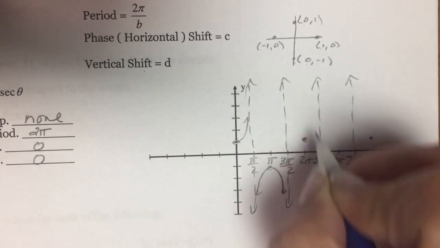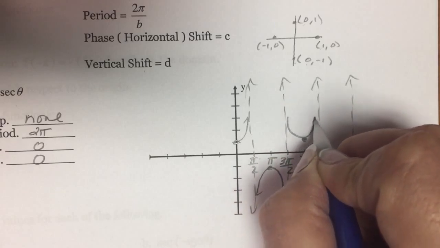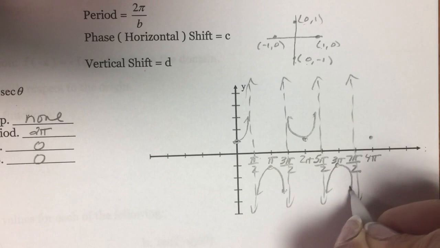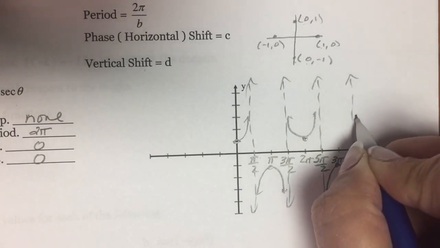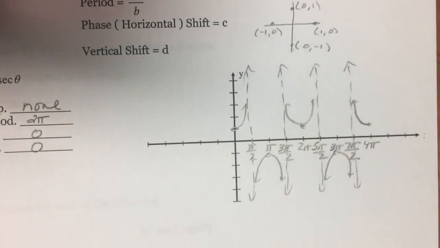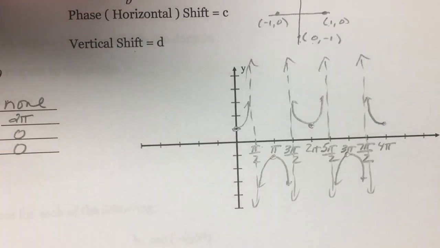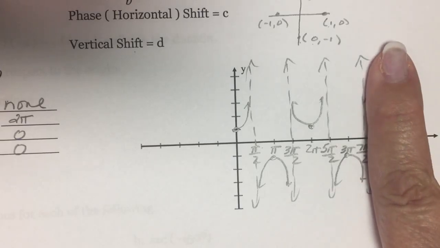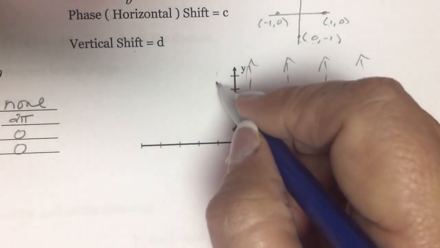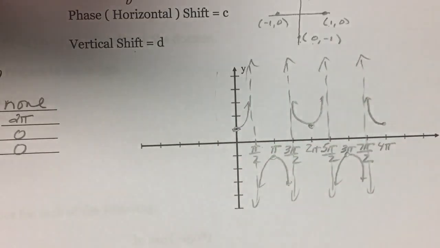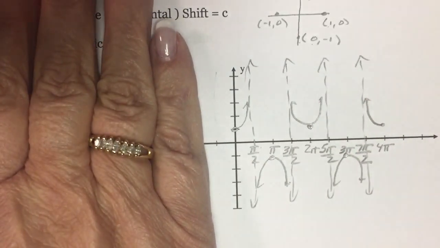I have a full branch, a full branch, a full branch, and another half a branch. Now, when I say you can graph, I want you to graph 2 periods, you can literally graph any 2 periods. So for example, if you wanted to get rid of this and then just put another asymptote here and finish off that, so you have 4 full branches, that's fine.